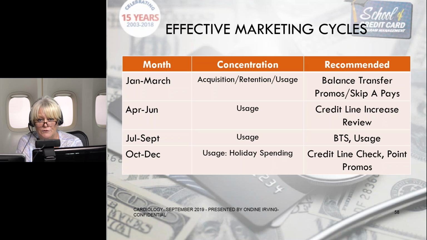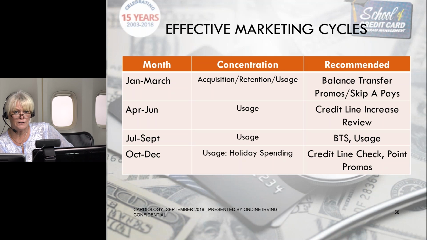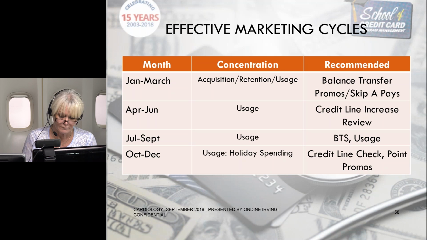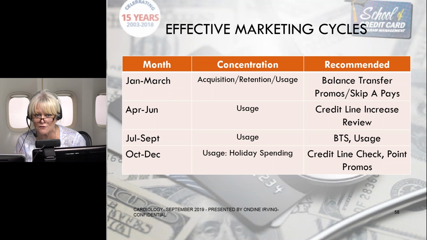You could do usage campaigns for the summer, do a credit line increase review. July through September, you could do back to school. Again, the most important things to do in those time frames is the credit line increase, make sure everybody has money to spend, or you do double point promotions or triple point promotions, whole host of ideas. And October through December is usage, and you've got to do the credit line check again. So this is the bare minimum, one promo first quarter every year.